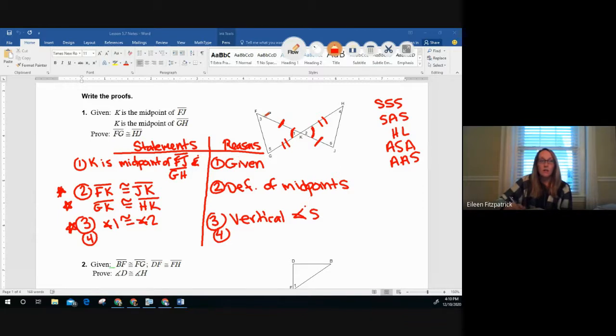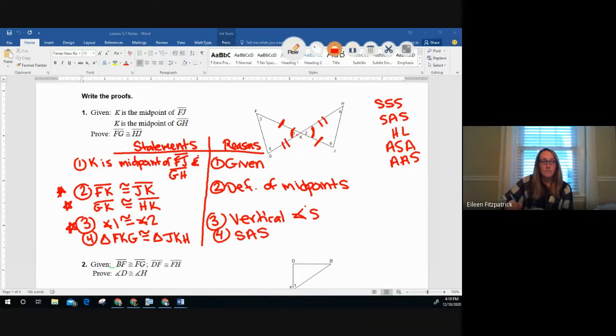They are congruent by side-angle-side. So you can say the triangle, and I'm going to name my first one as FKG. So my second one has to be named, if I went from F to K, I have to go from J to K. So J, K, H. And that's by side-angle-side.